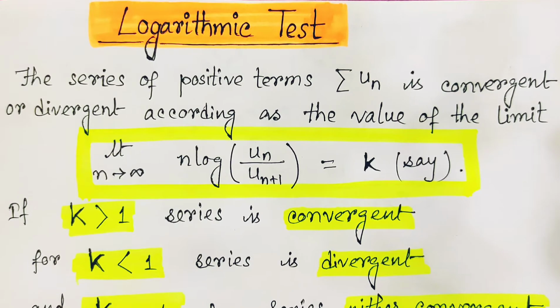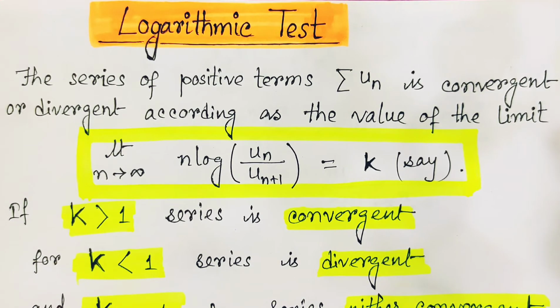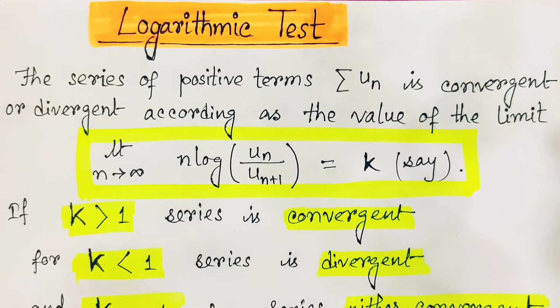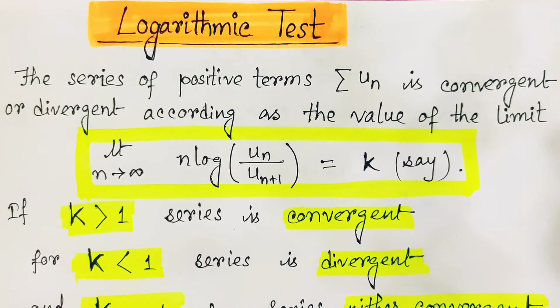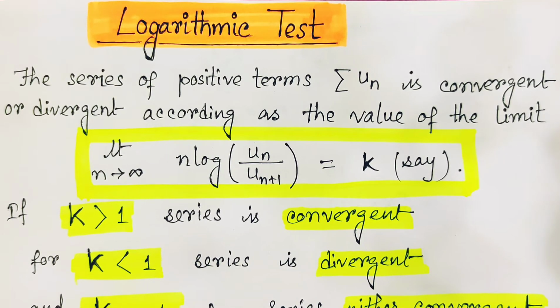In this video, we are going to learn the logarithmic test. The logarithmic test is the test we apply when D'Alembert's ratio test fails and the Raabe's test is not suitable to apply. But at first, we should come to know what the logarithmic test is.